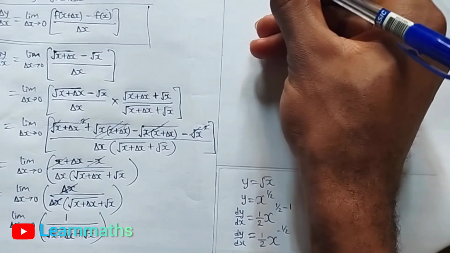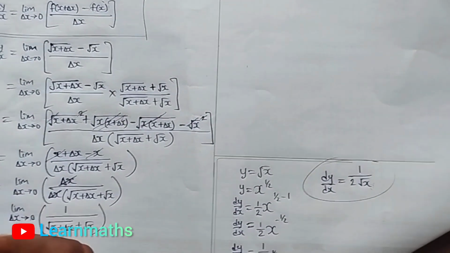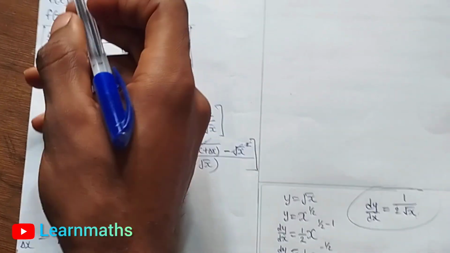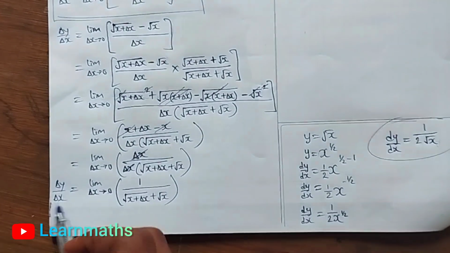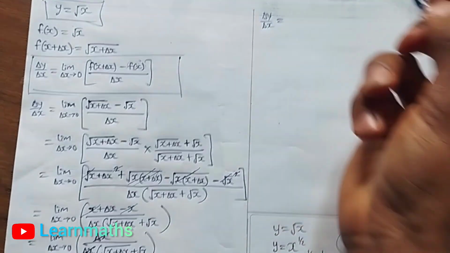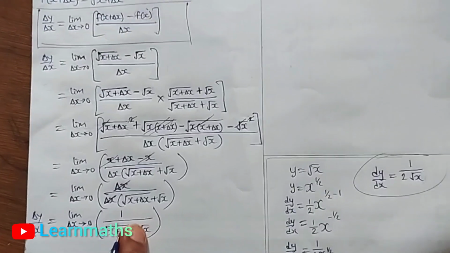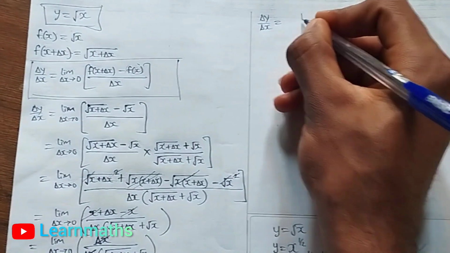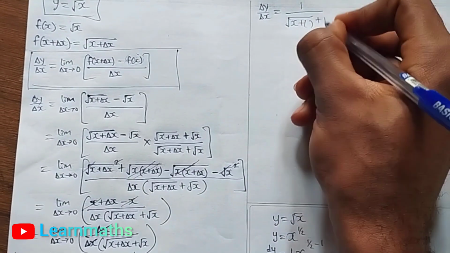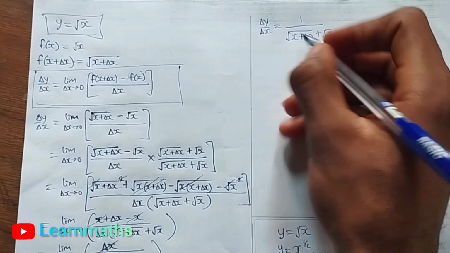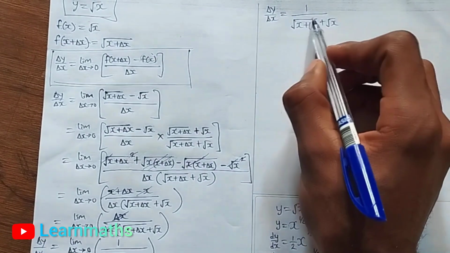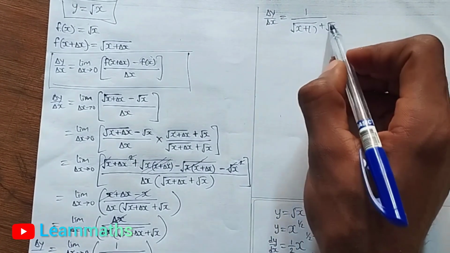This is actually change in y over change in x. That's what we've been finding all through, right? We're trying to differentiate this. We're actually finding dy/dx. So what's dy/dx going to be? dy/dx is going to be equal to, now we want to take the limit of this expression. dy/dx equal to 1 over square root of x plus change in x plus square root of x.